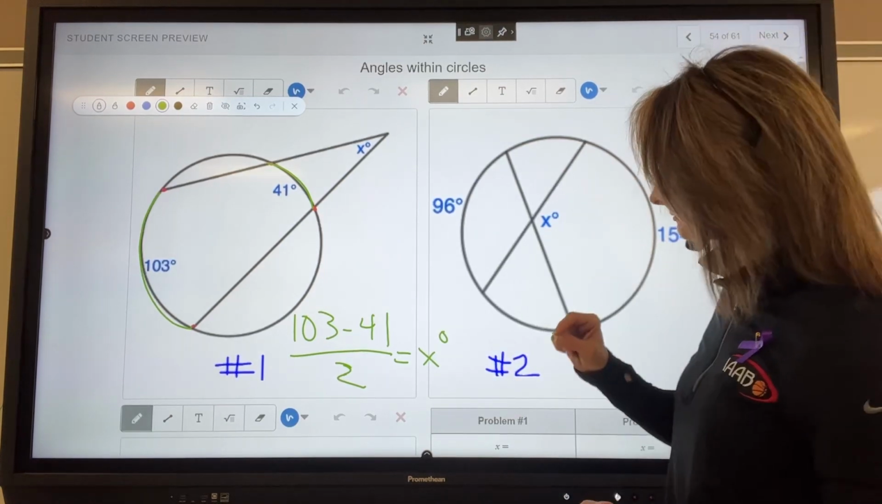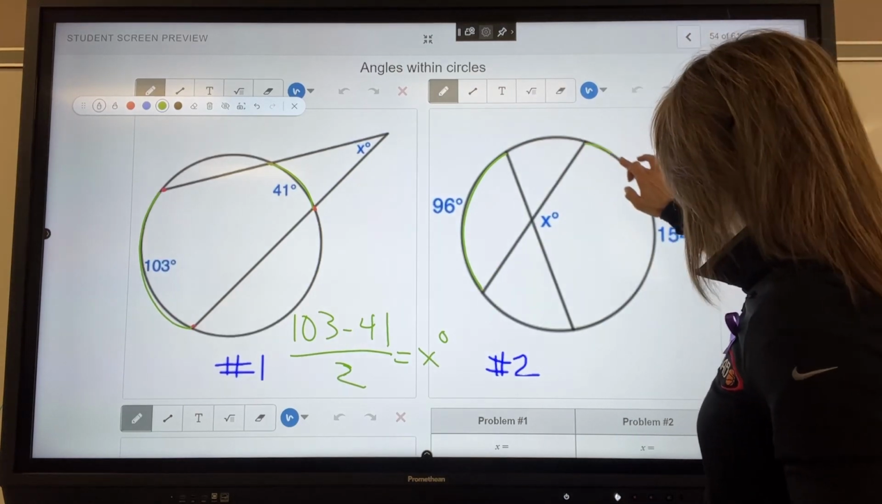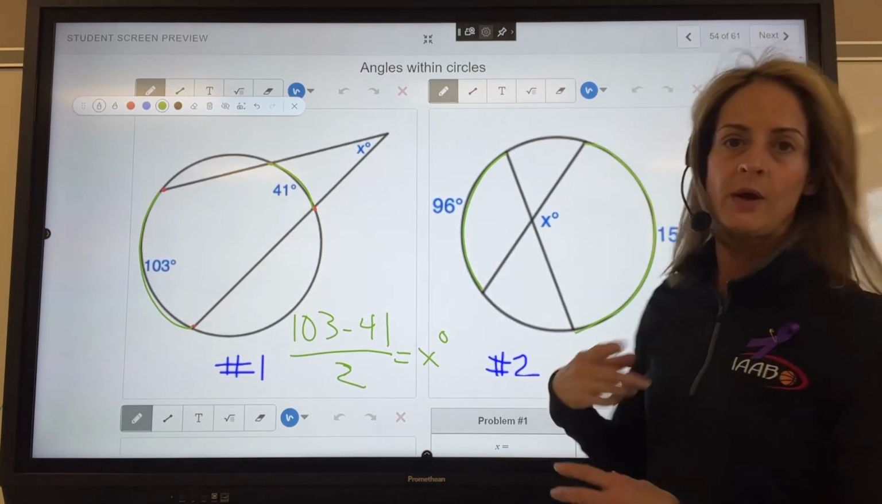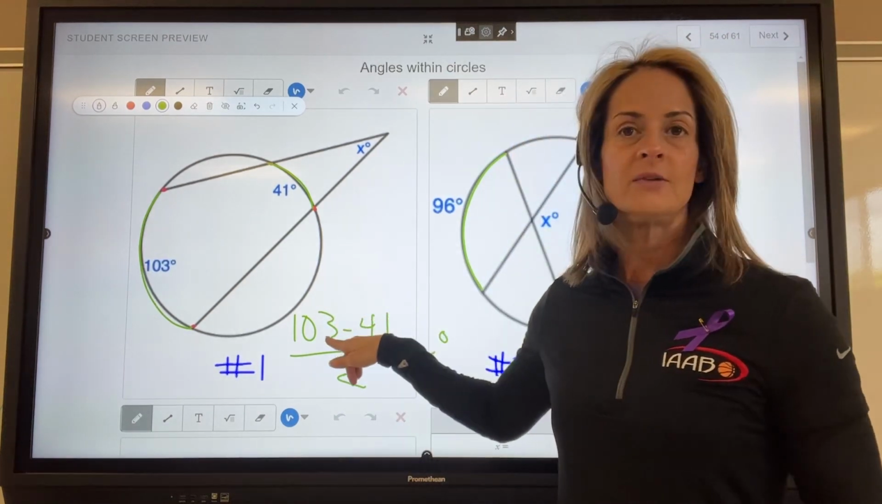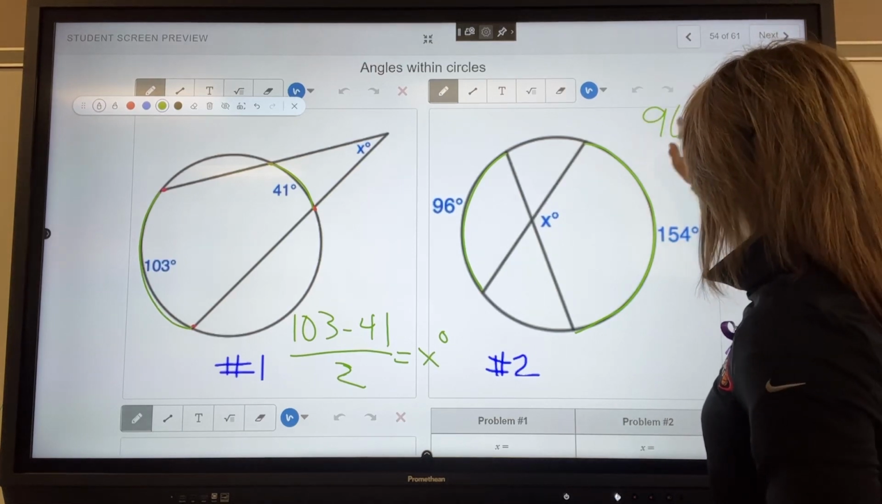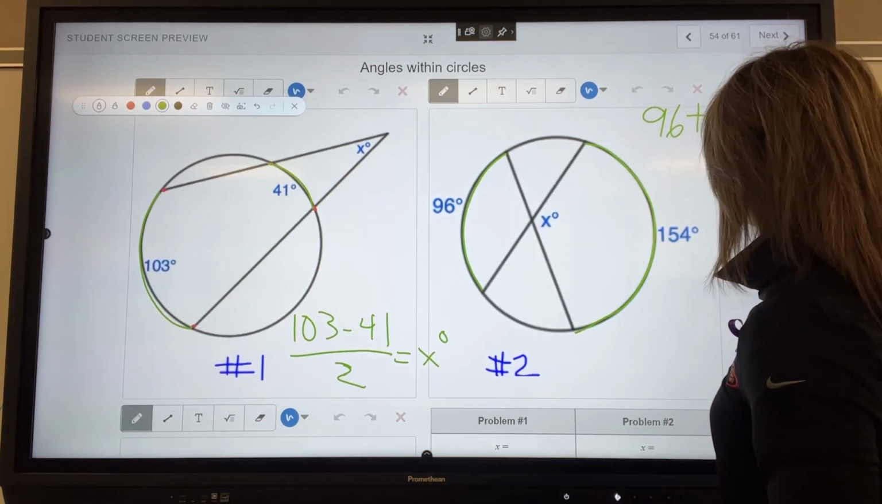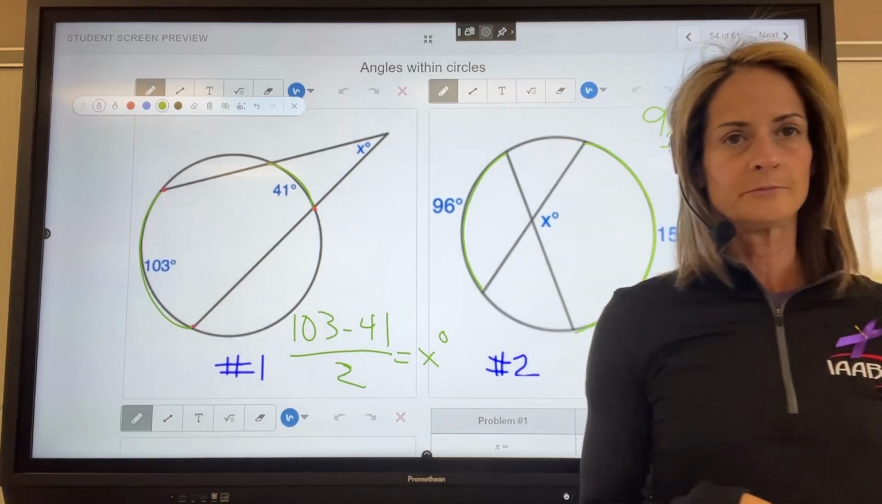This one is the average of these 2 arcs, 96 and 154. When we average, we add. Here, we didn't add. This is not averaging. This one is. So this is 96 plus 154 divided by 2 gives you the measure of this angle. And what's that?